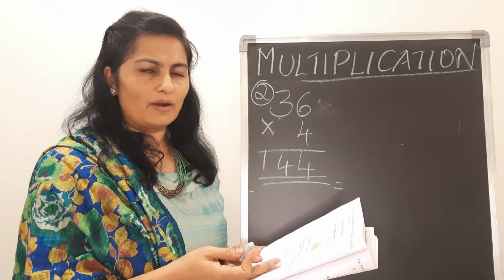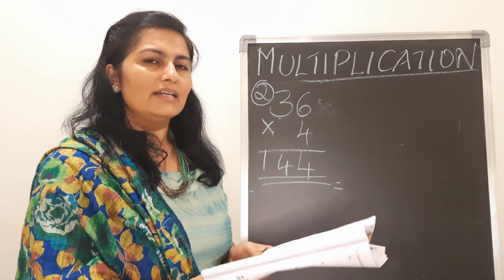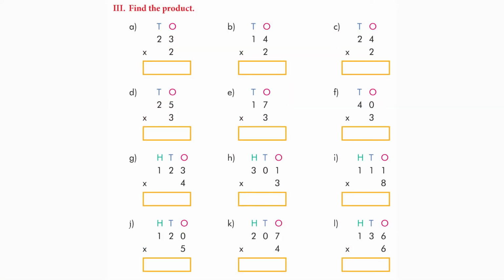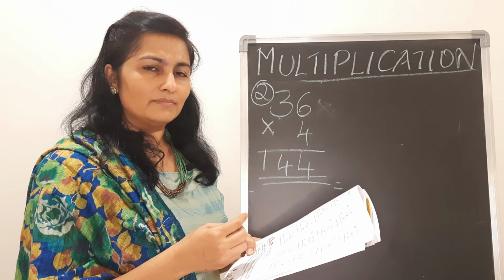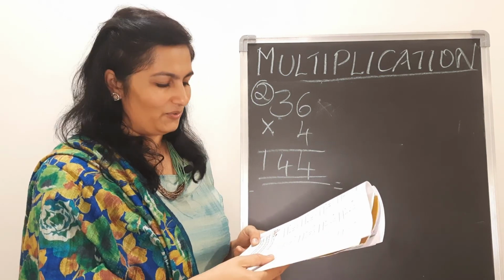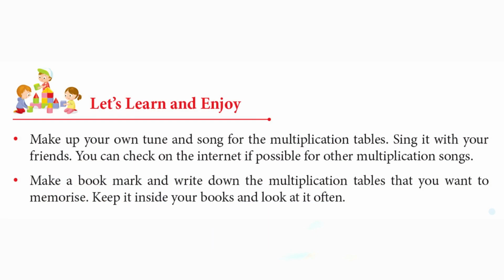It's just a word problem. Nothing for you to worry. Come to page number 79. Again, there are more sums given for you to practice. Keep practicing them and you will nail it. That is, you will make multiplication so easy for you. The last one, let's learn and enjoy. Read it and do it.